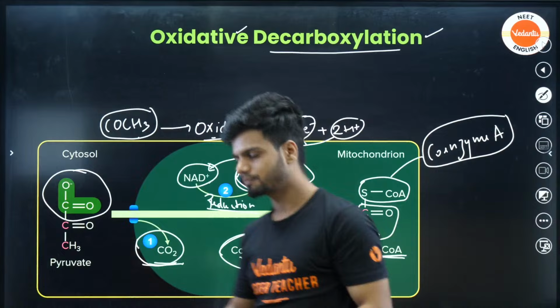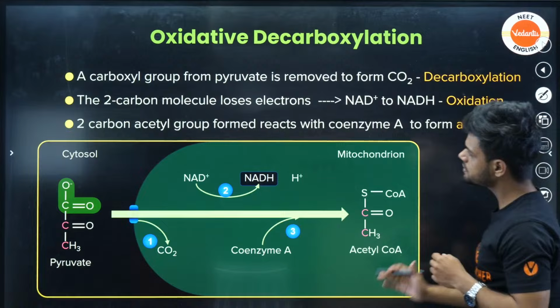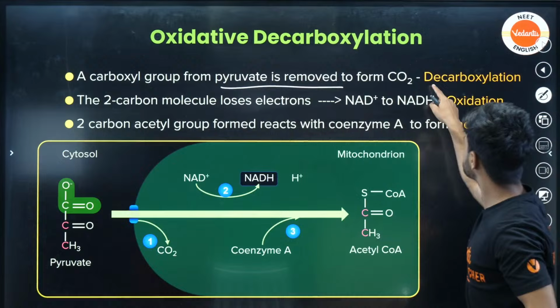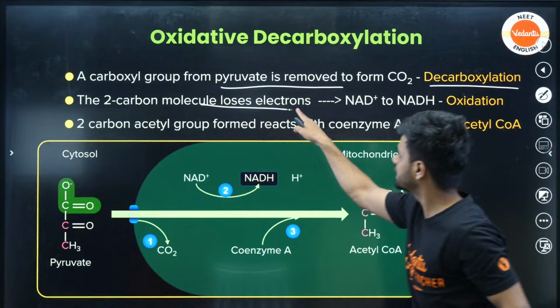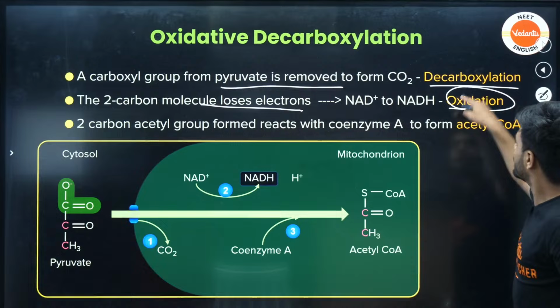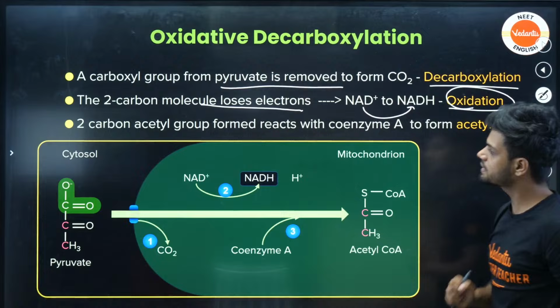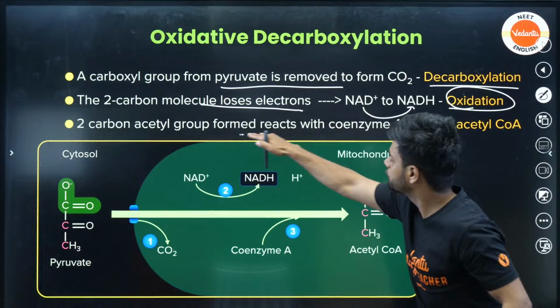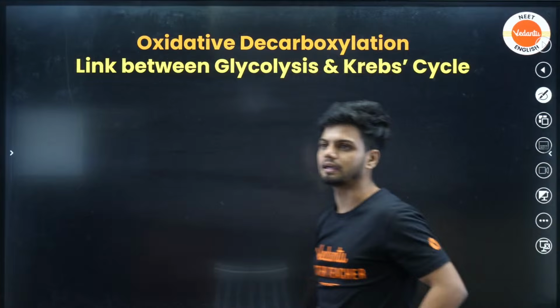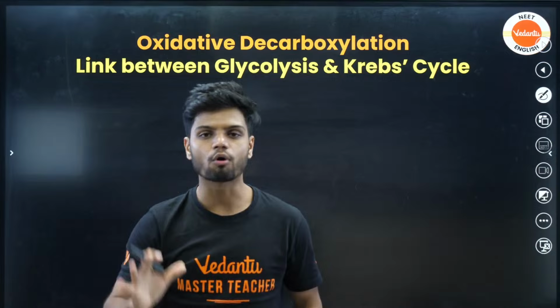Any doubt here? See here, the carboxyl group from pyruvate is removed, that is called decarboxylation. The two carbon compound, that is your acetyl, loses the electrons, that is it's undergoing oxidation. Those two electrons are taken up by NAD+. This gets reduced to NADH. Then the two carbon acetyl group reacts with your coenzyme A to form your acetyl coenzyme A. This is nothing but your oxidative decarboxylation.